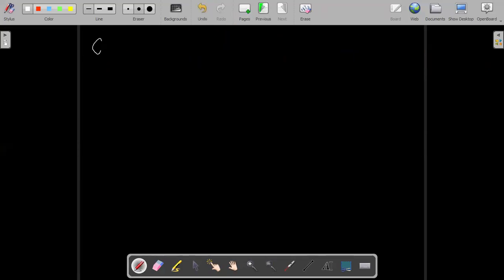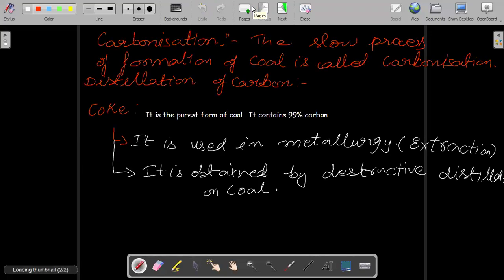Actually, if you get coal from nature, so sir, could you go to my first slide? Yes, sir. Sir, we even will get coal tar, coal gas all from the destructive distillation. Sir, done, sir.